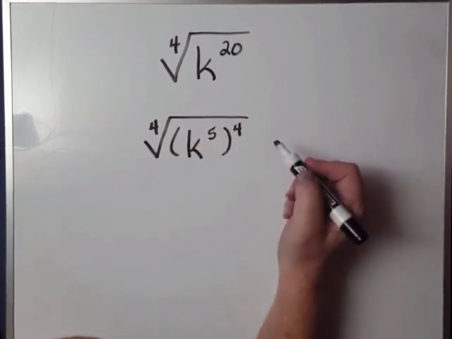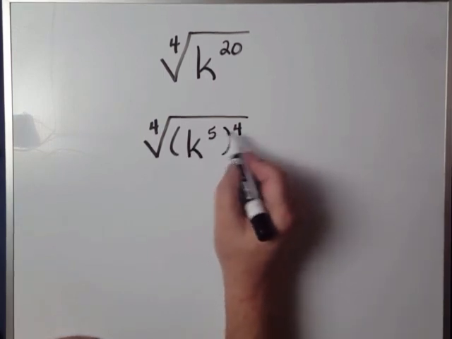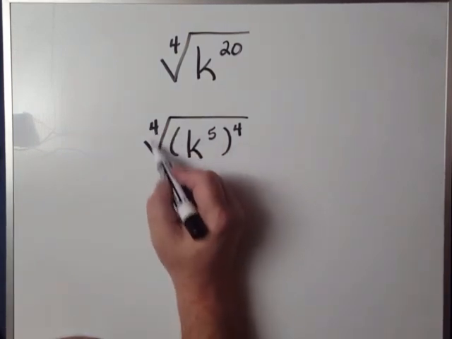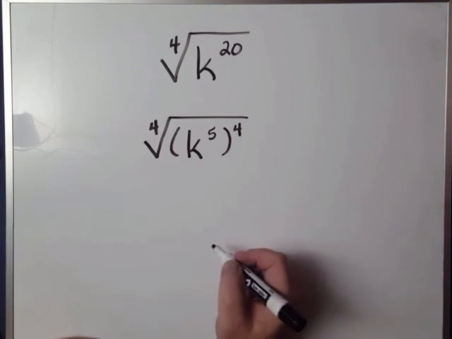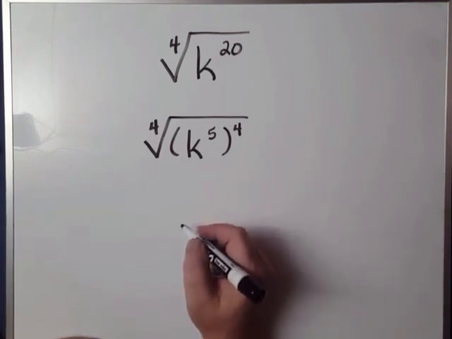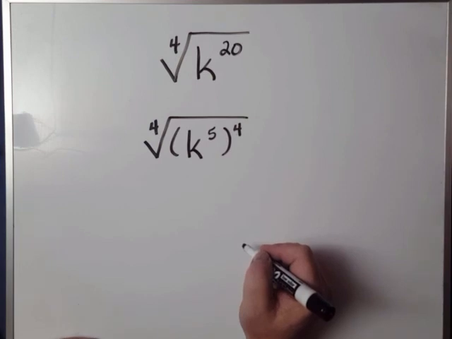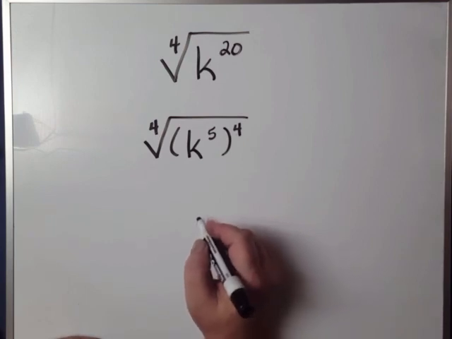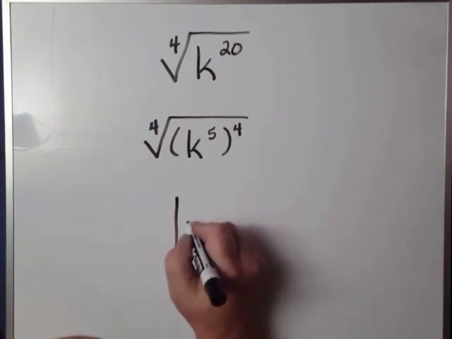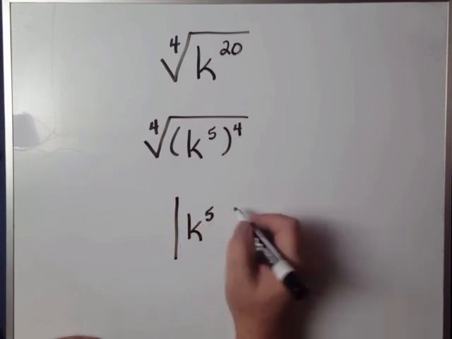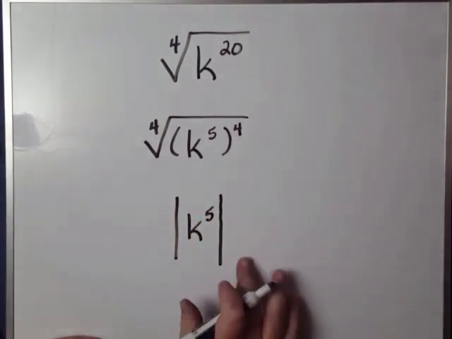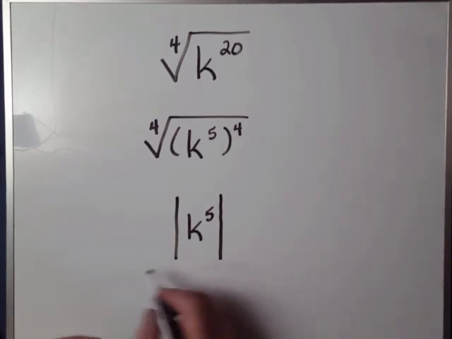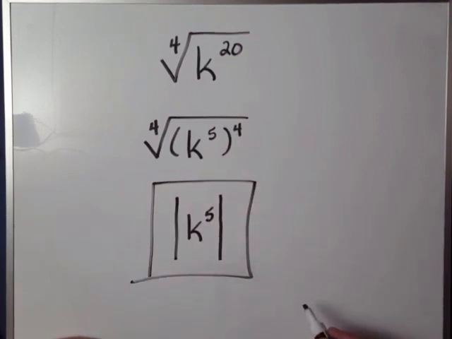Power to a power, you multiply the exponents. And so K to the 5th to the 4th is K to the 20th. And so now I have the 4th root of something to the 4th. And the 4th root of something to the 4th is the absolute value of that something, because the 4's are even. So my absolute value is involved. This will be the absolute value of K to the 5th. Without knowing anything else about what K represents, that's all I can do.